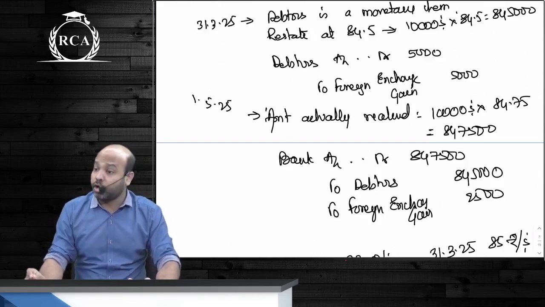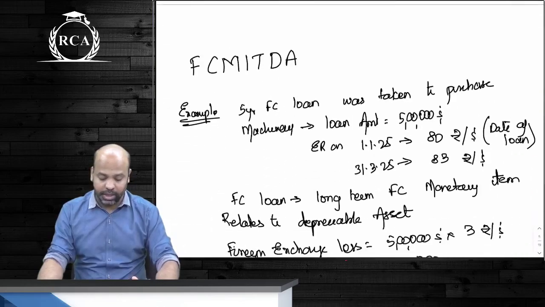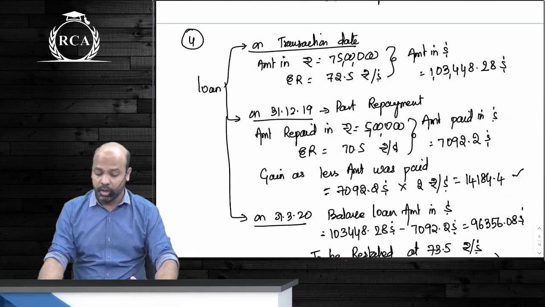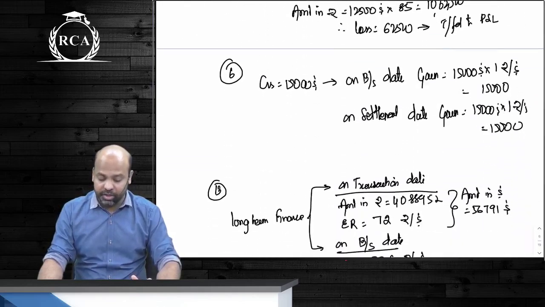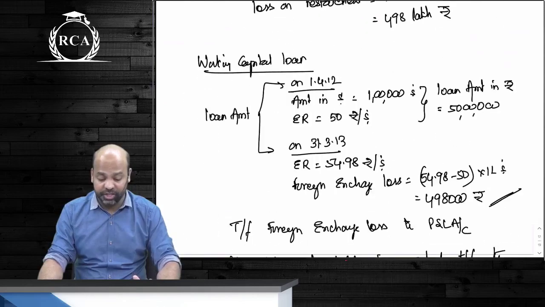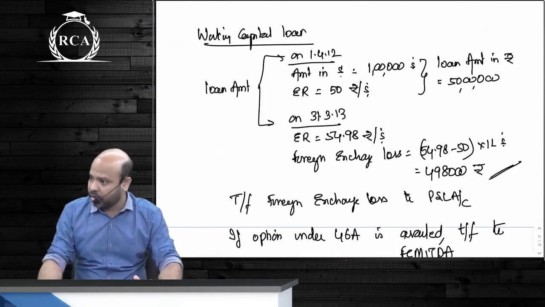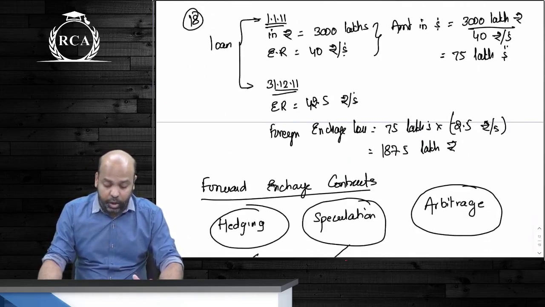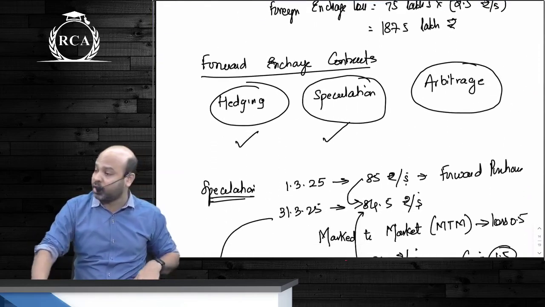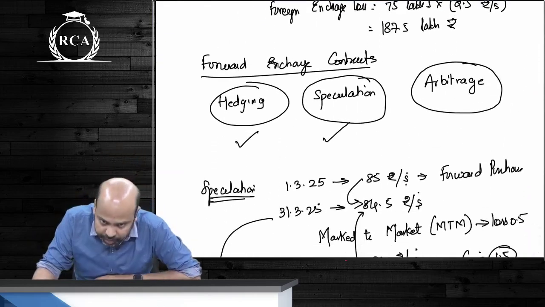I said forward contract is a contract that you enter as on the current date, to buy or sell something as on a later date. If this contract is in relation to foreign currency, it becomes a forward exchange contract. All right. Now, a person can enter into a forward exchange contract for the purpose of hedging, for the purpose of speculation, or for the purpose of arbitrage.